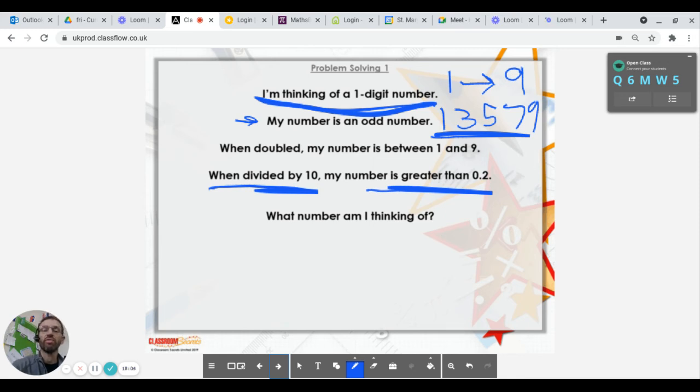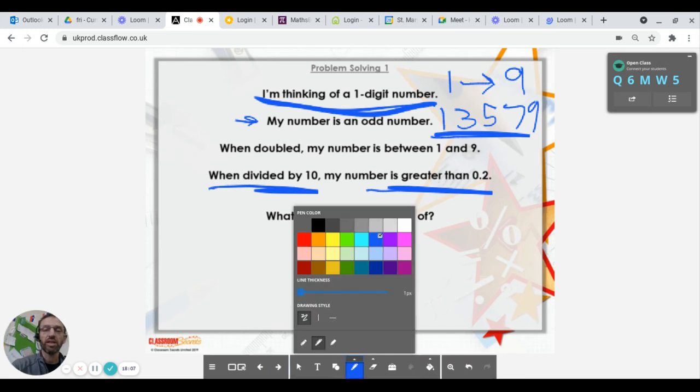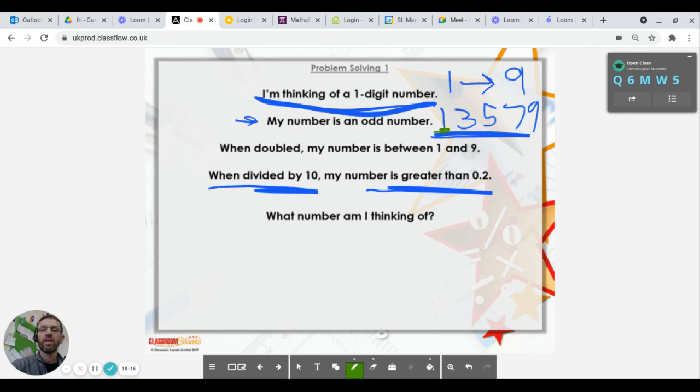So let's test the rule on everything. I'm going to get another color here. Green. If I take the number 1, if I double number 1, I get 2. Is that between 1 and 9? Yep, so 1 works. If I take number 3 here, if I double it, I get 6. Is that between 1 and 9? Yep, works. Take the number 5. If I double it, is it between 1 and 9? No, because double 5 is 10, so it can't be 5. And it's not going to be 7, because double that is 14, and double 9 is 18. So if the answer's got to be between 1 and 9, it can only be the 1 or the 3.